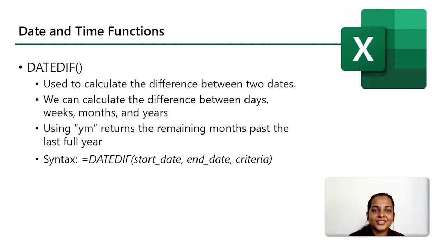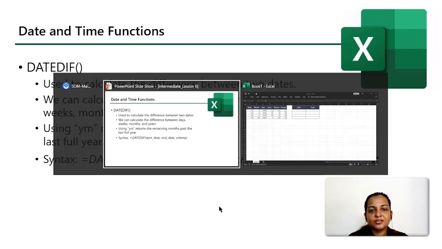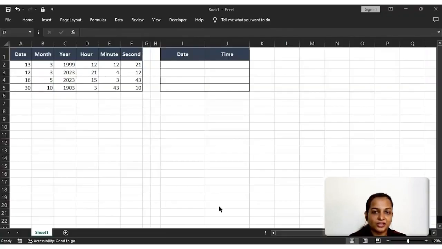But here the start date has to be smaller than the end date. So that is another point that we need to remember. So what we'll do is we'll go to Excel and we'll see how to do the calculations and use those functions accordingly. So certain dates, months and years, and apart from that hours, minutes and seconds.